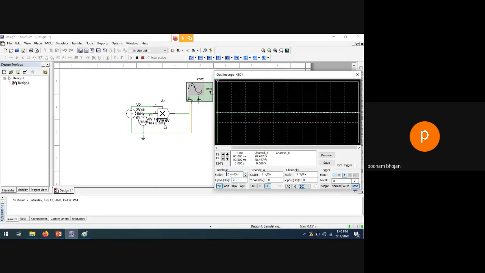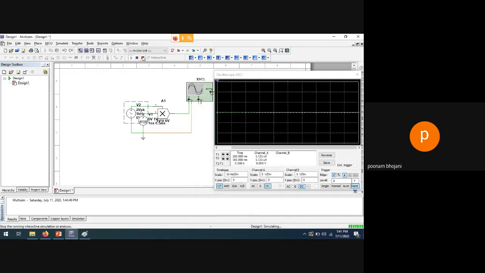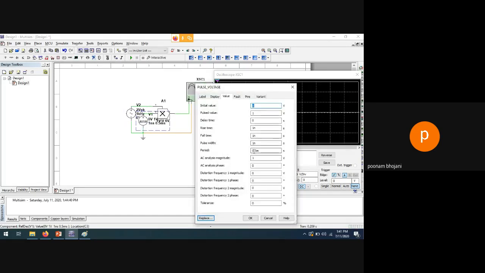Okay, 0.5 millisecond means 2 kilohertz, right? 0.5 means 1 upon 2. So 2 kilohertz it is. So 2 kilohertz means the exact frequency is equal to 2 kilohertz. Okay, so I will put greater than or equal to 2.